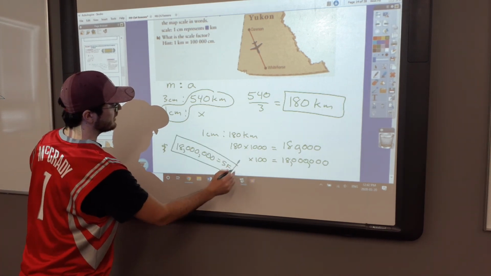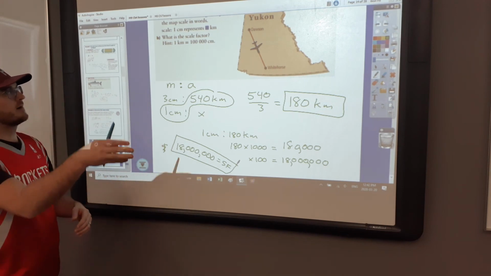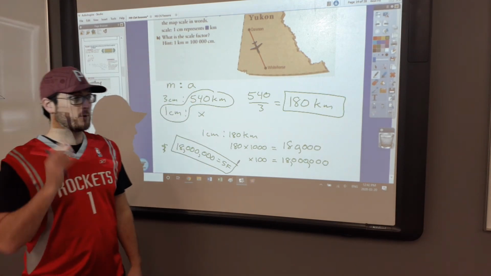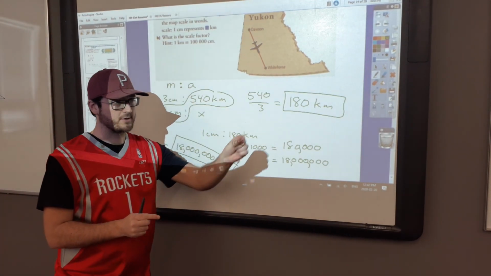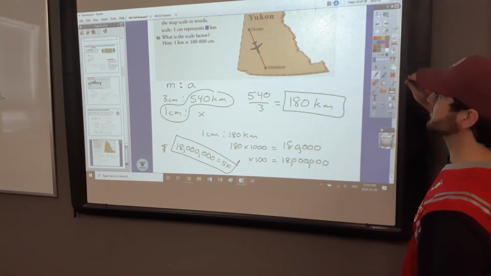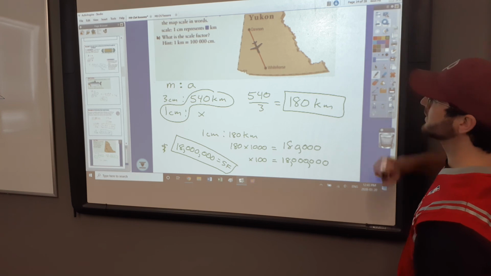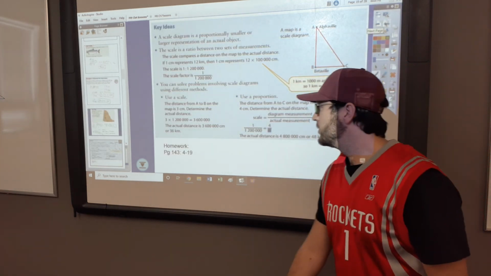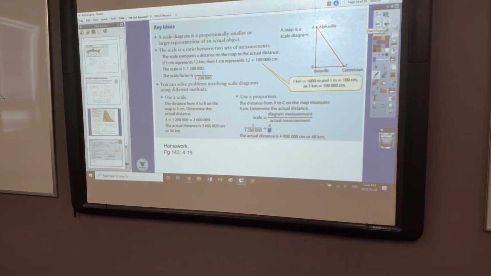Okay, and that makes sense, because if you travel somewhere that's a few hundred kilometers away, you know that's a lot of little centimeters that are added up together. So this makes a little more sense than 180 for this example. Okay, so you have a few questions to practice on page 143.